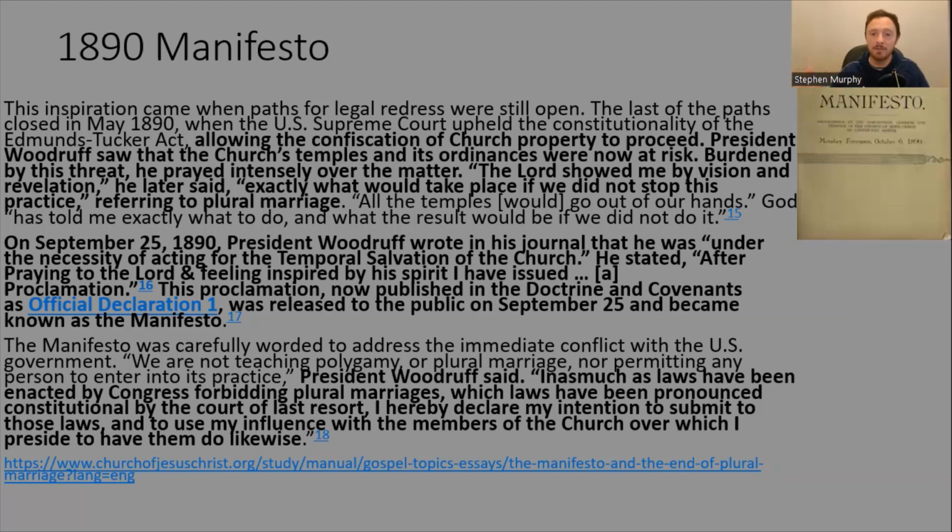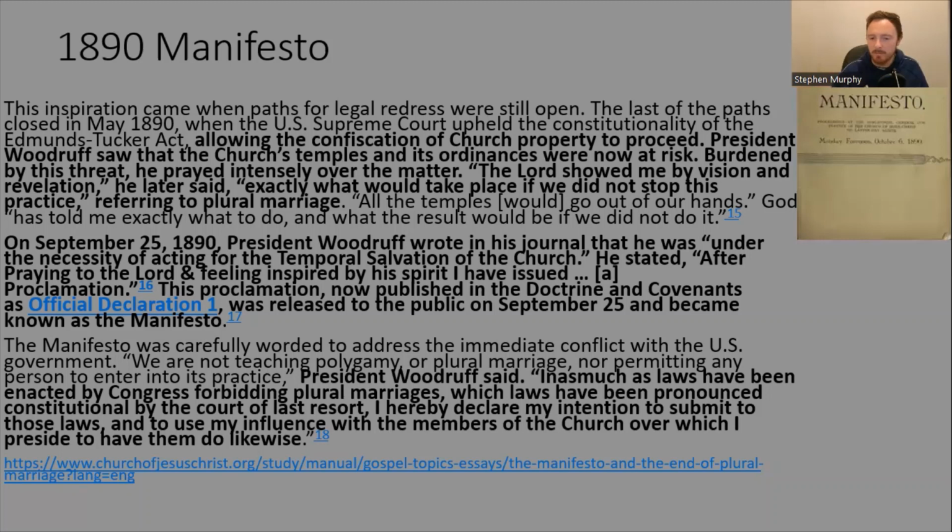And you could say Wilford Woodruff was foreseeing this. I know a critic would push back and say, well, why didn't the Lord say this to John Taylor in 1886? And is this the Lord sort of revoking the command of plural marriage and changing his mind? On September 25th, 1890, President Woodruff wrote in his journal that he was under the necessity of acting for the temporal salvation of the church. He stated, after praying to the Lord and feeling inspired by his spirit, I have issued a proclamation.